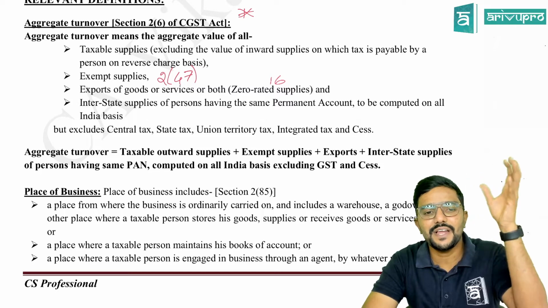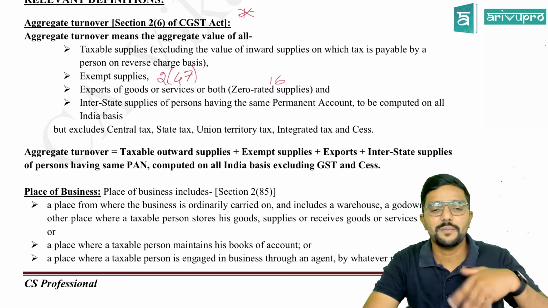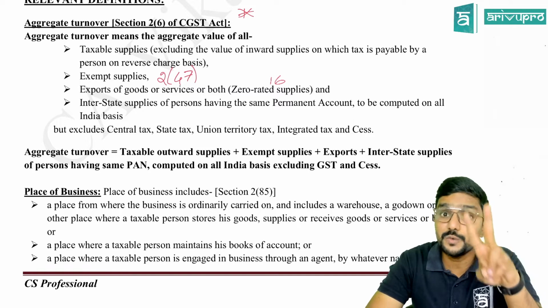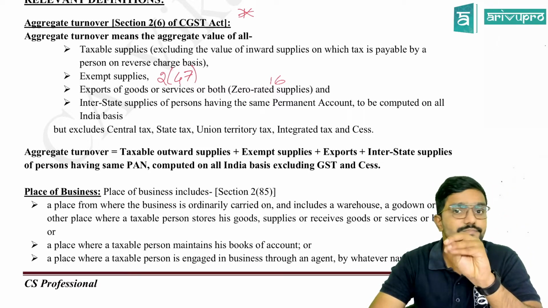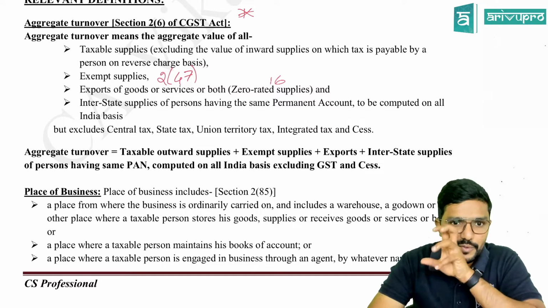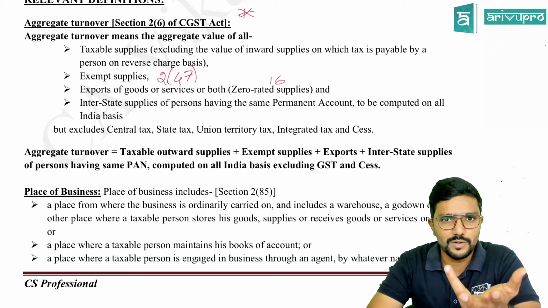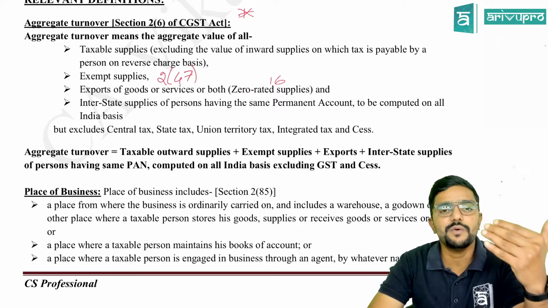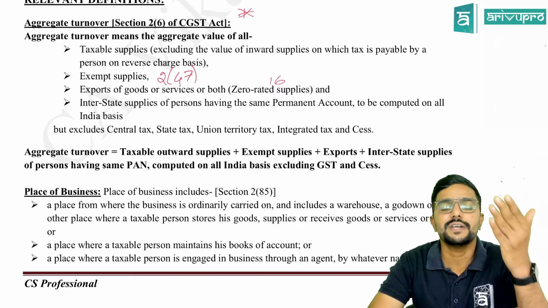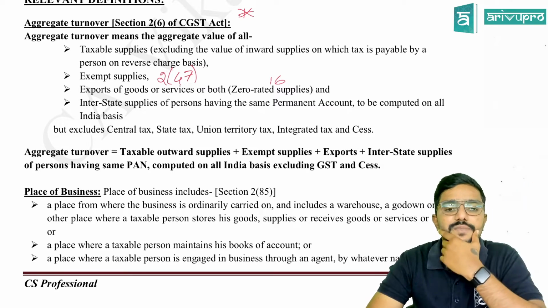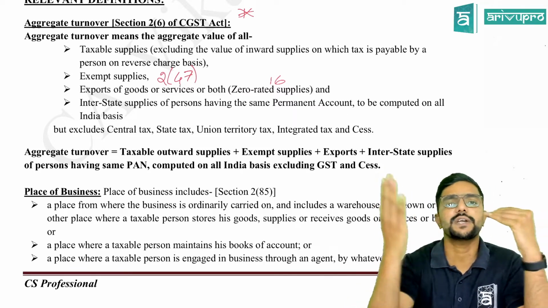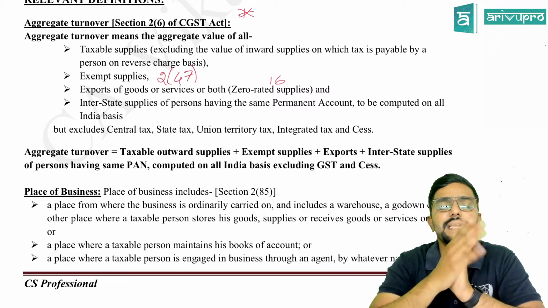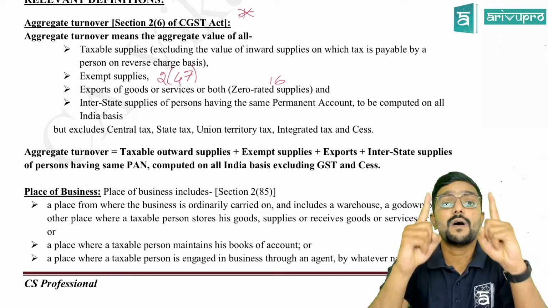See, if you have an idea, you can relate to all these, guys. Because in the exam, they've asked 2 times the calculation of aggregate turnover itself, for 5 marks. Clear? So you have to be very clear with this definition. It may look simple for you, but while calculating, you have to know what it exactly includes and what it doesn't include. Next, interstate supplies of persons having the same PAN to be computed on all India basis. So if you are supplying anything outside the state also, it should be counted. And aggregate turnover should always be calculated on all India basis.